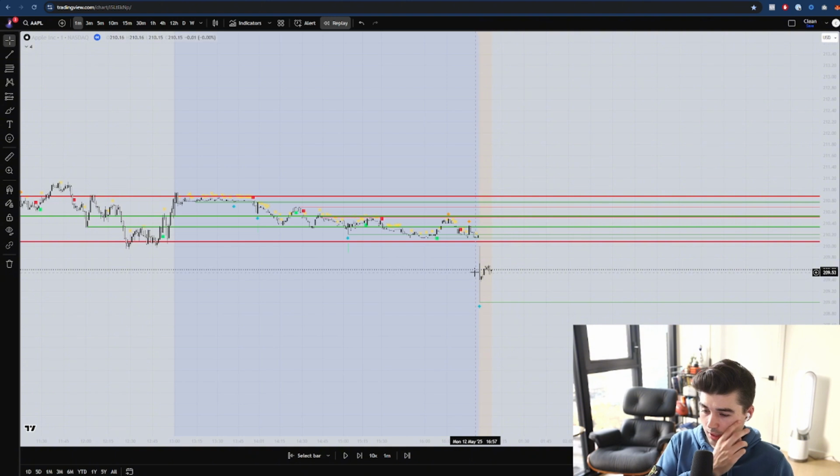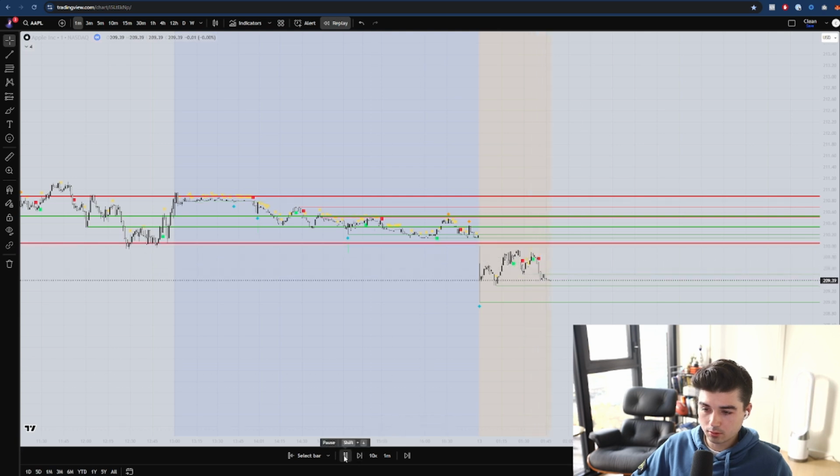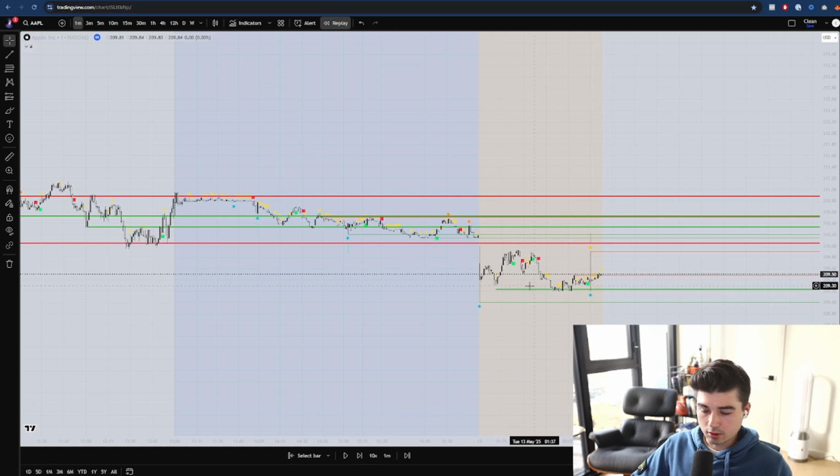So right now we're looking at pre-market for Apple this morning. We're going to see what happens with the levels. You can see it's forming new ones in real time. And you can see that this level is getting thicker. When a level gets thicker, it means that it's a much stronger level. It has been retested multiple times.